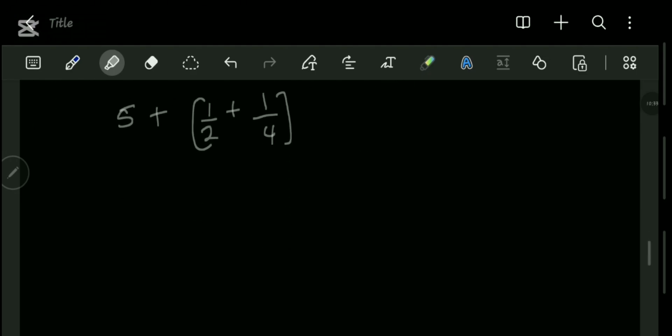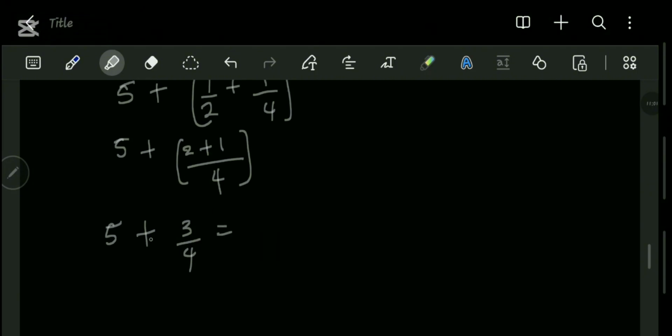Okay, so you have the 5 plus the LCM of 2 and 4 there, which is 4. How many 2's can you see in 4? That's a 2. Multiply by 1, that's a 2. Plus 4 in 4 is 1 times 1 is 1, so you have this. So you have that 5 plus, when you add up this, you have 3 over 4, right? So your answer could be left as 5 whole number 3 over 4.